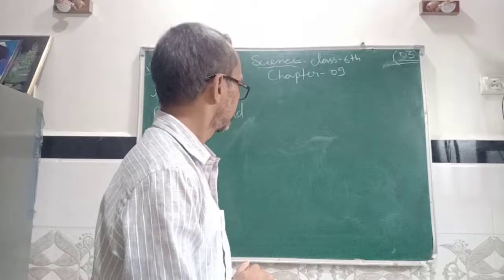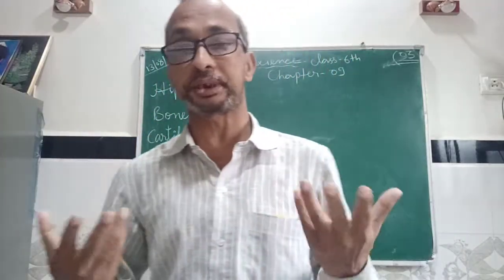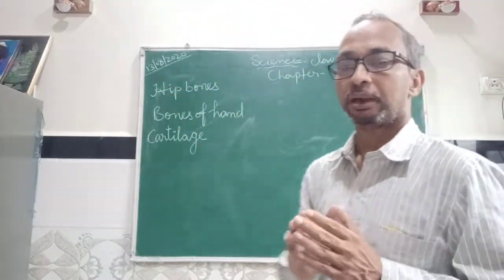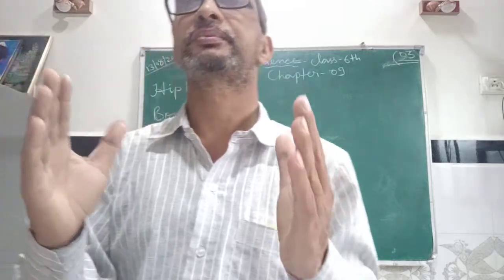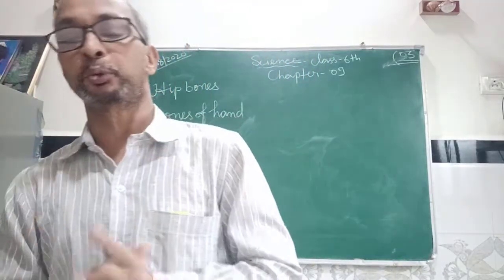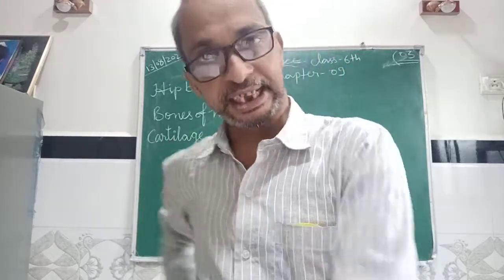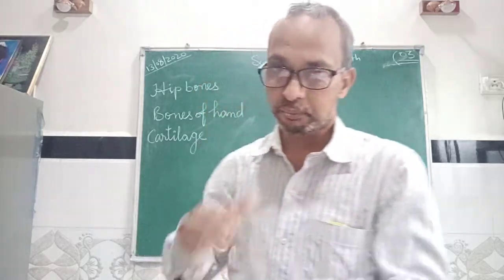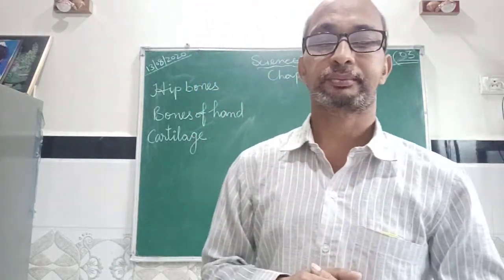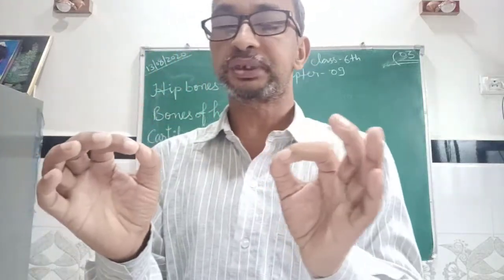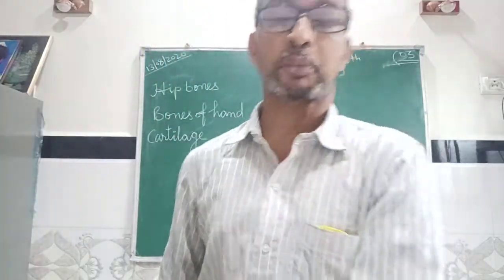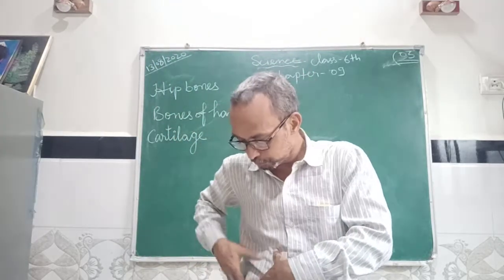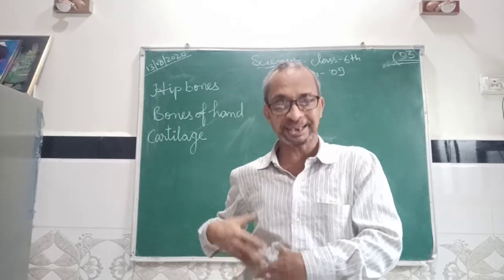Hip bones. Where will you find hip bones in your body? The hip bones form a large basin-shaped frame at the lower end of the backbone, to which the legs are attached. Your legs are attached to your backbone with the help of the hip bones. The hip bones enclose the portion of our body below the stomach.